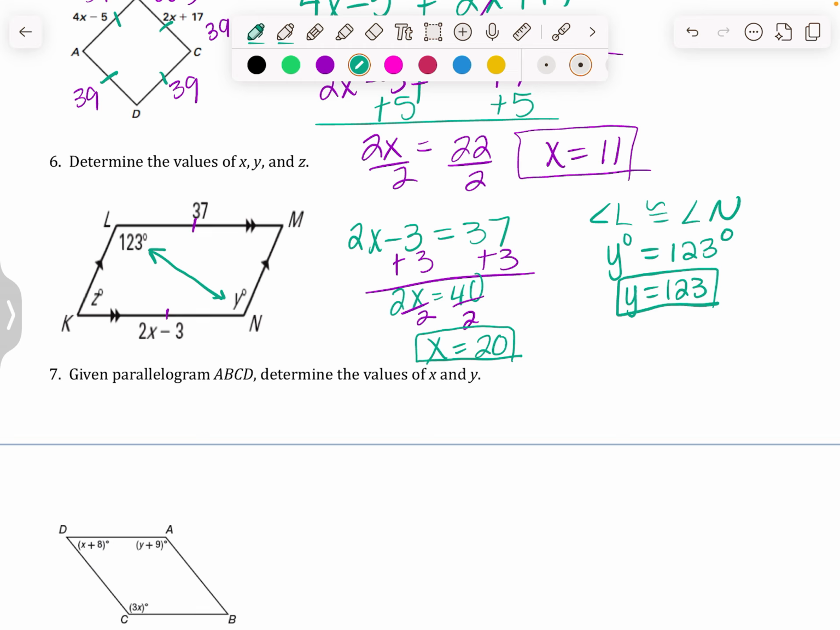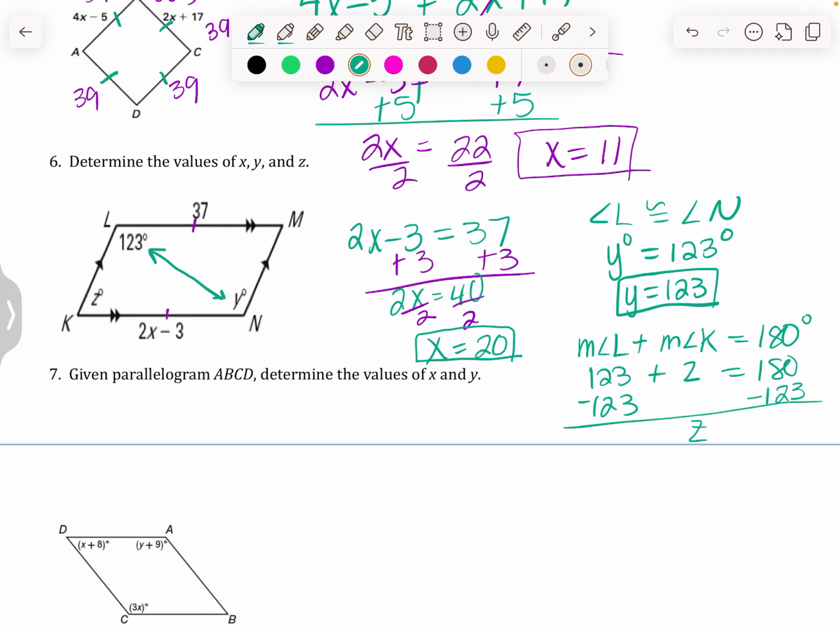And then consecutive angles like angle L and the measure of angle K have to equal 180 degrees. So that means that 123 plus z has to equal 180. So if we take the 123 away from 180, we're going to be left with, 180 minus 120 is 60, minus 3 more would be 57. So z degrees would be 57, so z would equal 57.